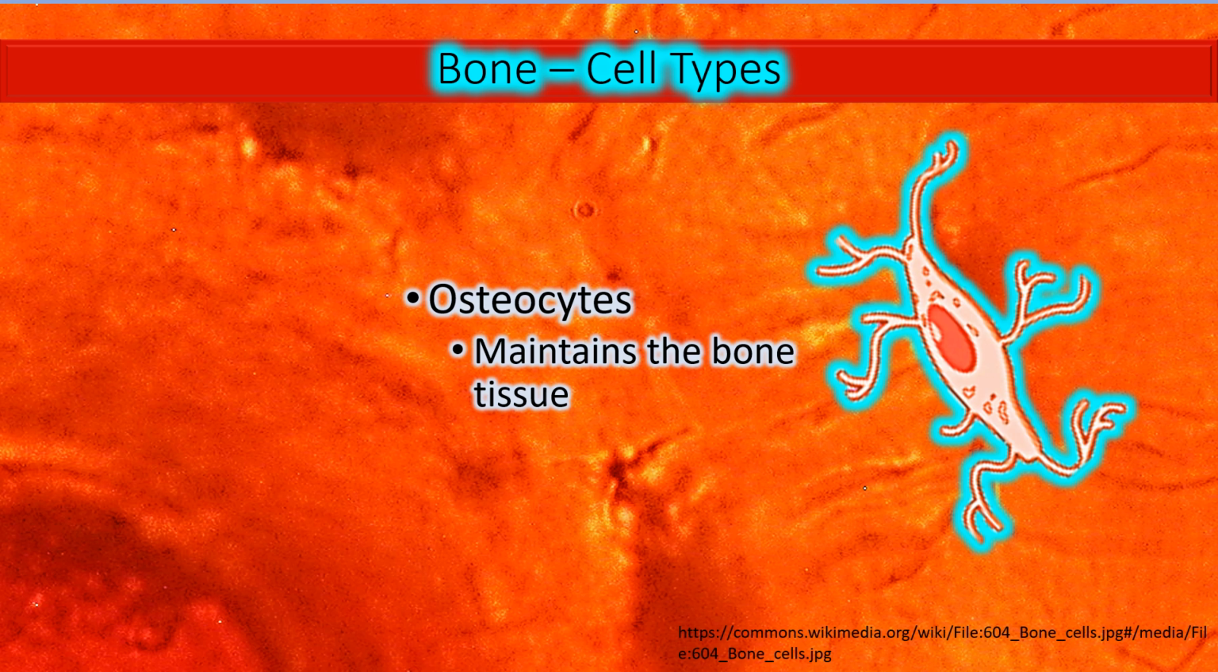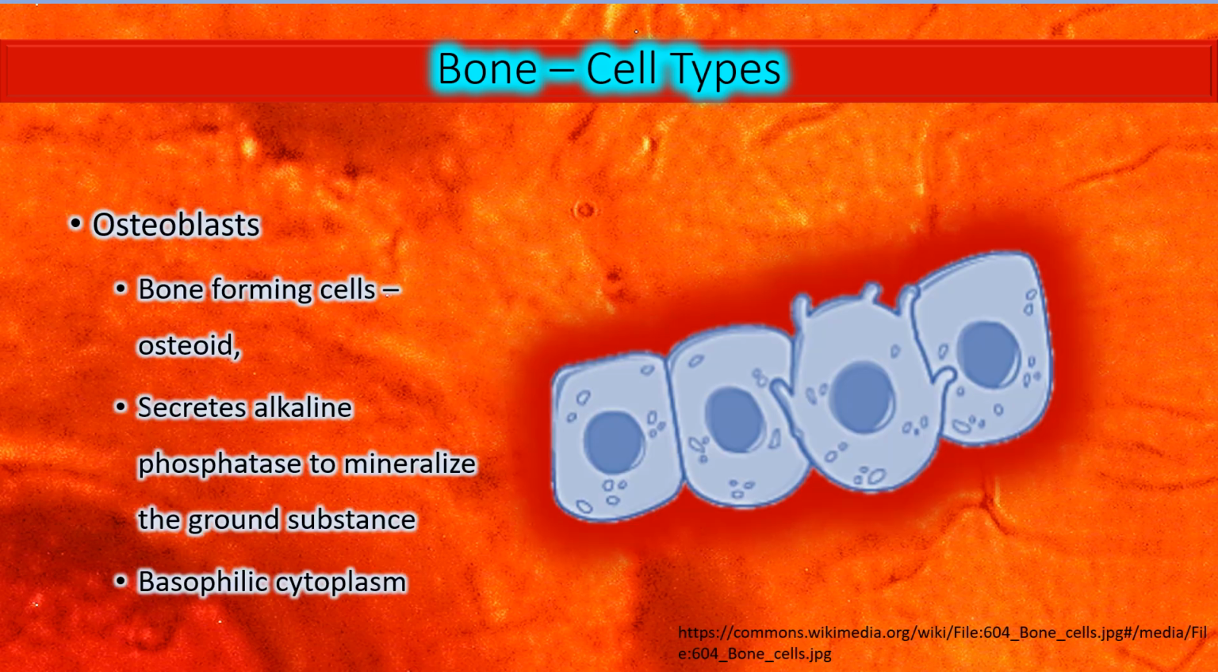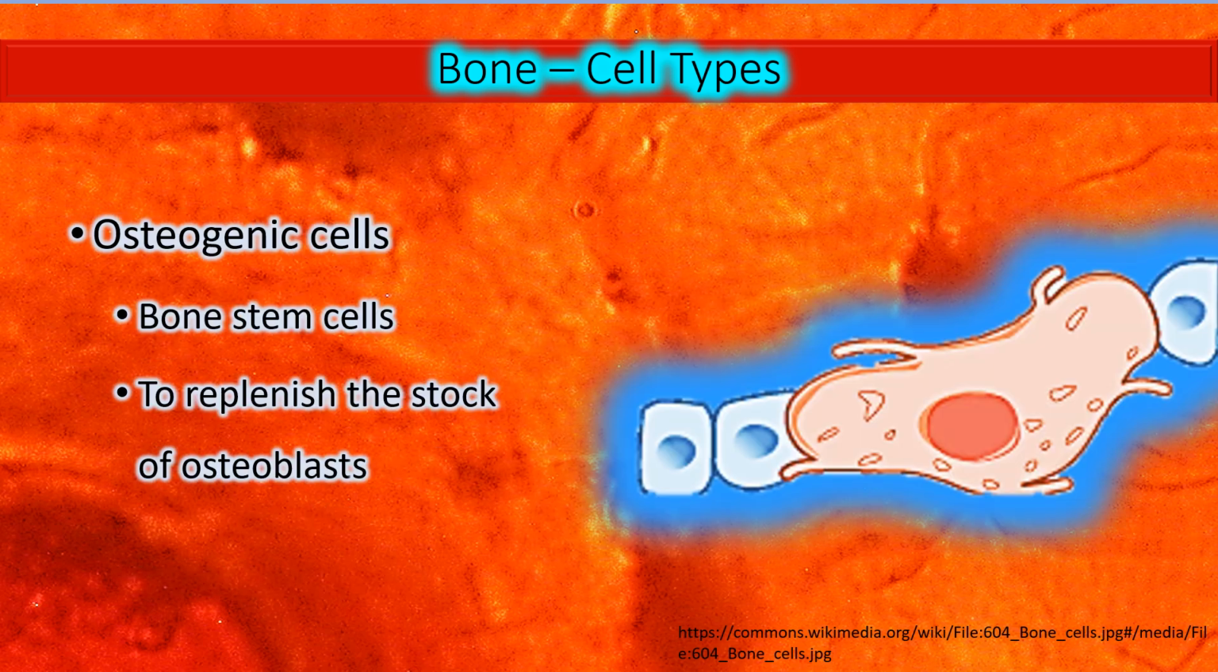Now osteoblasts are the precursor cells. It is these osteoblasts that lay down bone on a template called osteoid. They secrete alkaline phosphatase, and with its help they aid in mineralization of the ground substance, and their cytoplasm is typically basophilic in nature. Osteogenic cells are basically bone forming stem cells. They are the ones which differentiate into osteoblasts, and the osteoblasts then become the osteocytes. The osteogenic cells replenish the stock of osteoblasts from time to time.